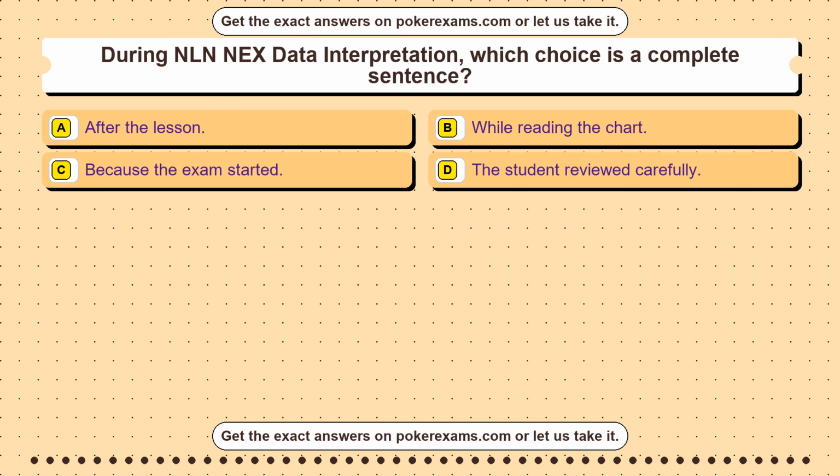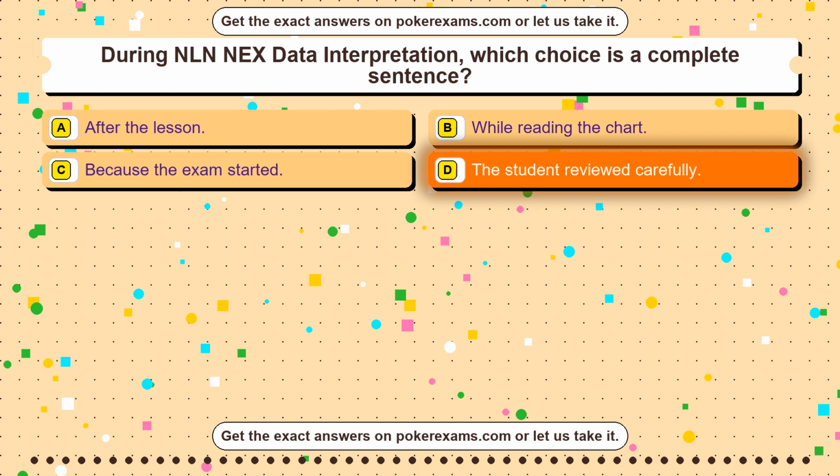Question 31. During NLN NEX Data Interpretation, which choice is a complete sentence? Option A. After the lesson. Option B. While reading the chart. Option C. Because the exam started. Option D. The student reviewed carefully. The correct answer is option D.